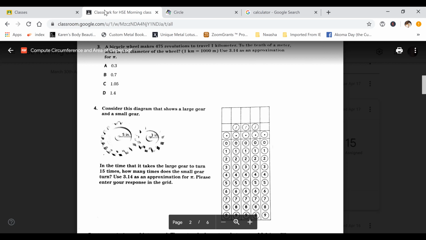So really this is circumference because they're talking about a bicycle wheel. And a revolution is the one spin around the bicycle wheel. So now they just want you to convert the 1,000 meters to 1 kilometer. So when you do the division, because they're asking you the question in meters, but they told you the story in kilometers, you're dividing 1,000 by 475. And then you divide again by pi in order to get the diameter of the wheel.